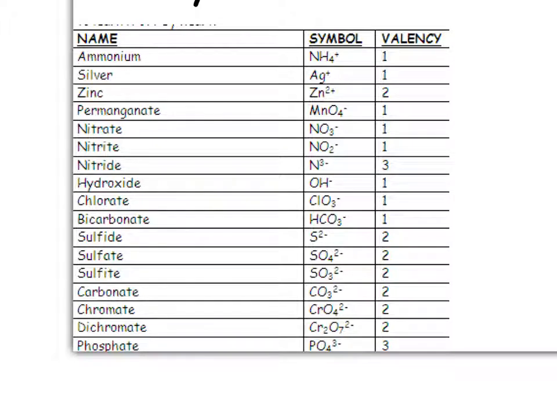Silver and zinc I just give you always, because silver's always got a valency of 1, remember, we've talked about this before, and zinc has always got a valency of 2, remember, we've talked about that before. So you land up with those in the list. Although they are not polyatomic, they are very standard ions.